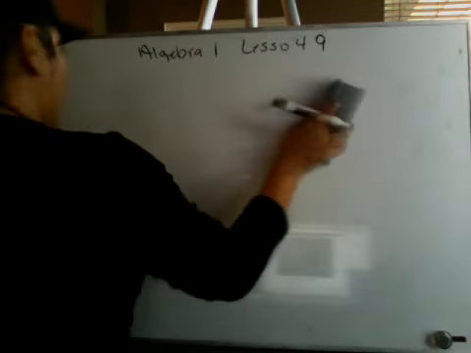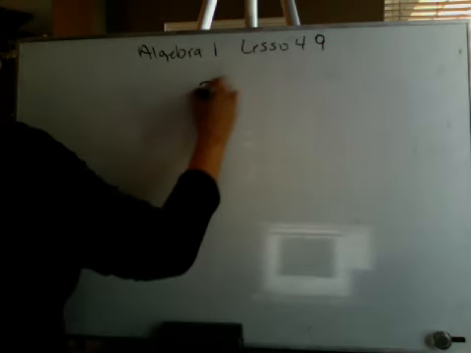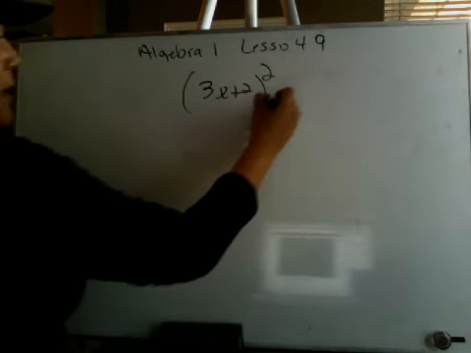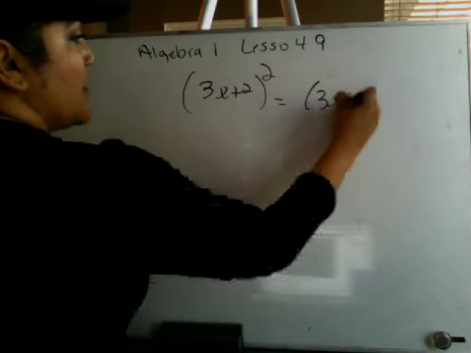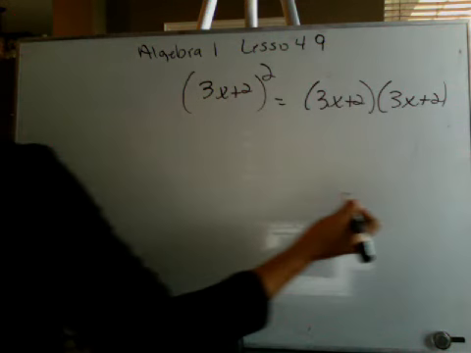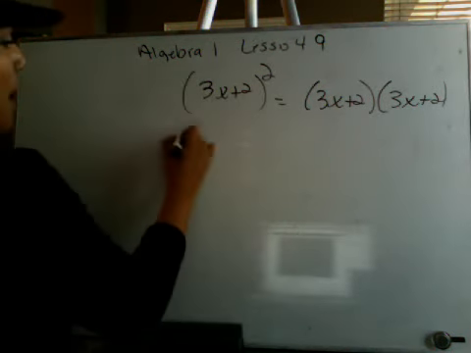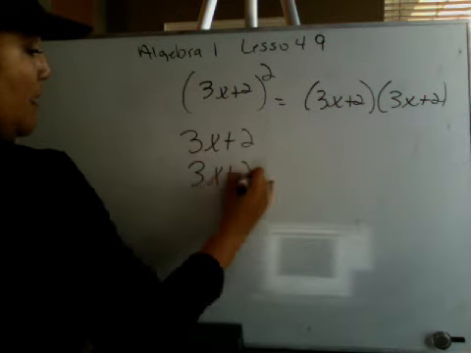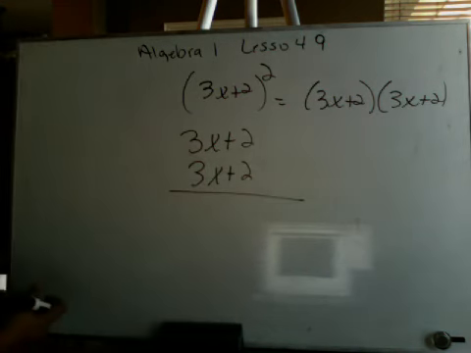Let's do another one. Could we do 3x plus 2 squared? What does that mean? It simply means 3x plus 2 times 3x plus 2. So I'm going to write these vertically because I like this method better, but you can use whichever method you like.